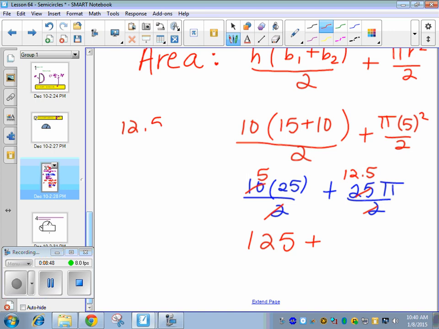12.5 times pi. What's pi? Okay, 3.14. You do not have to line up your decimals when you multiply, right? We just have to multiply those numbers and then move the decimal how many places over? 3. All right, you guys try it on your paper.